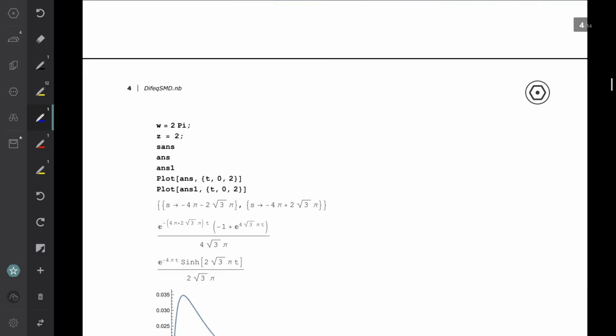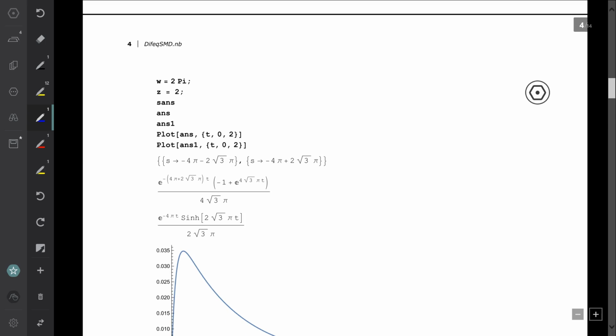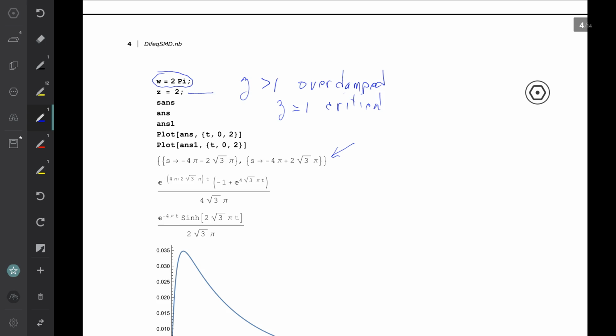Okay, so let's do another one. This time we'll keep the same frequency. Now the damping ratio is greater than 1. We call this overdamped. If zeta equals 1, it's called critically damped. And again, I solved the equation. Okay, this is what it looks like when it is overdamped. So let's answer the questions and then we'll look at the graph.